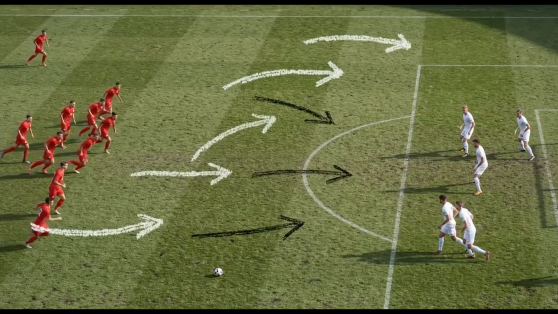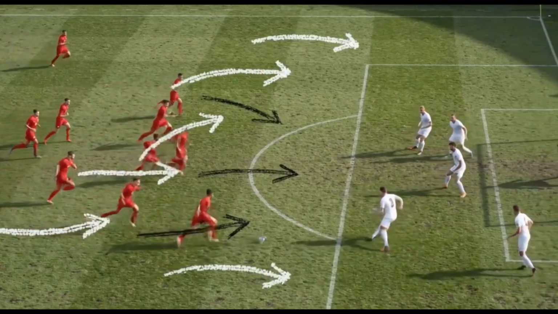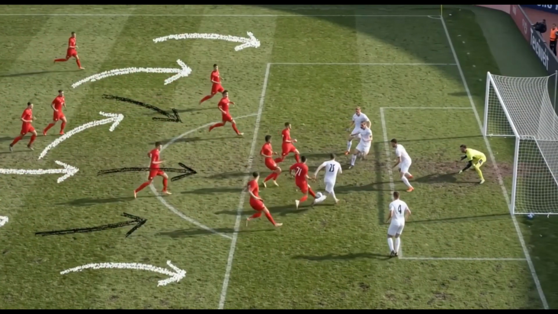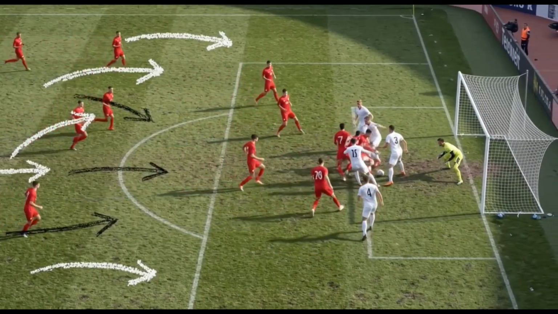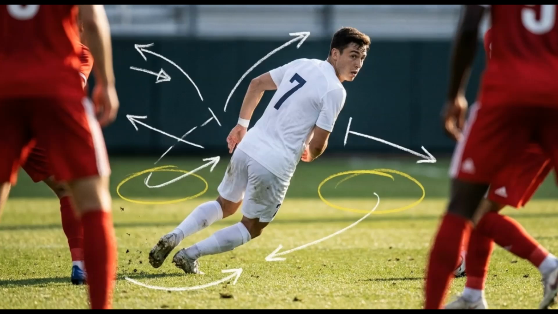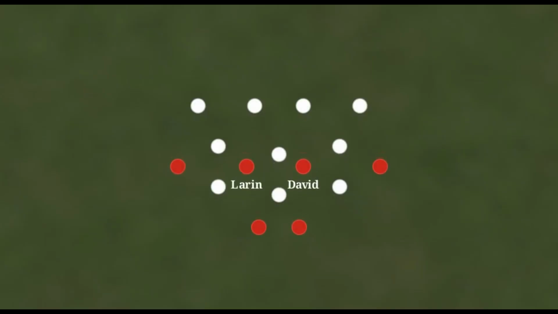This structural fluidity is designed to overload a deep defensive block. By flooding the attacking zones, Canada forces the opposing defenders to make impossible choices about coverage, ultimately suffocating the defense before it can attempt a counterattack. 16 minutes in, the blueprint worked.